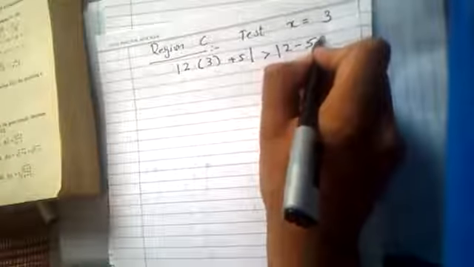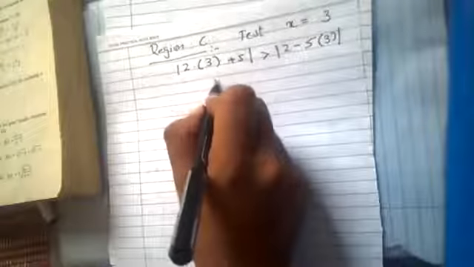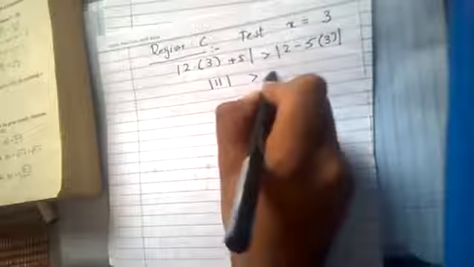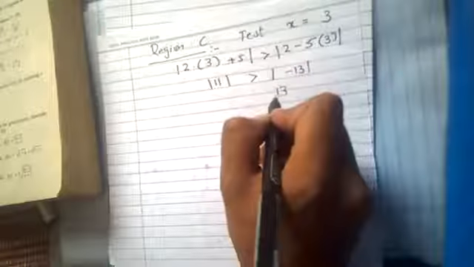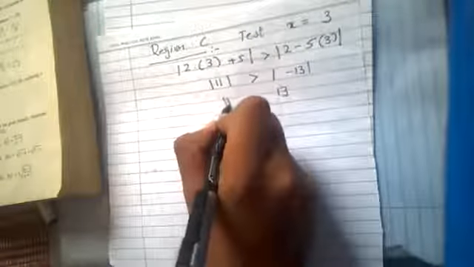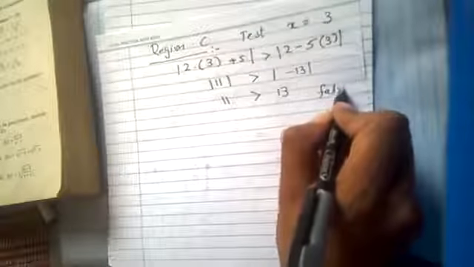|2x plus 5| is greater than |2 minus 5 times x|. This is 6 plus 5, this is |11|, greater than |2 minus 15|, which is minus 13, and minus 13, when taken its absolute value, becomes positive. 11 is greater than 13. This is not true, false.